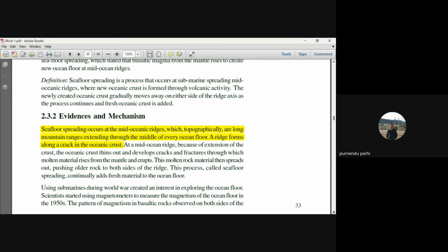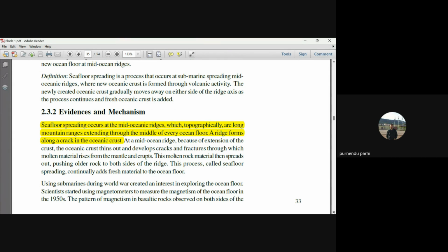At a mid-oceanic ridge, because of the extension of the crust, the oceanic crust thins out and develops cracks and fractures through which molten materials rise from the mantle and erupt. The molten rock material then spreads out, pushing older rocks to both sides of the ridge. This process called sea floor spreading continuously adds fresh materials to the ocean floor.